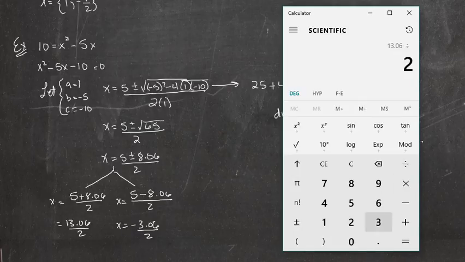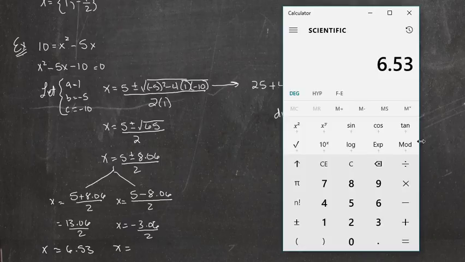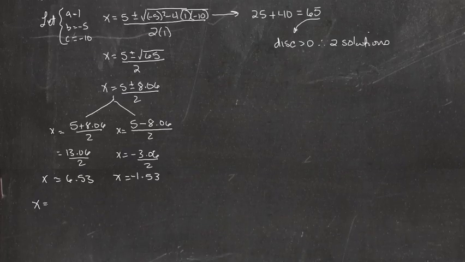Again, the calculator. 13.06 divided by 2 is 6.53, and 3.06, I'm not going to put the negative in because I can do that in my head, divided by 2 is 1.53, and it's negative. So my solution set, meaning all of the answers or all of the solutions to this equation, is 6.53 and -1.53.